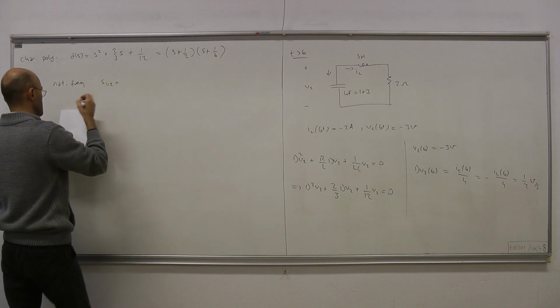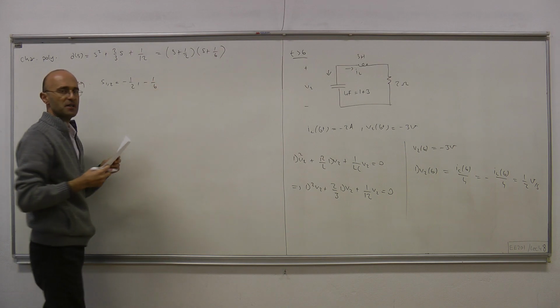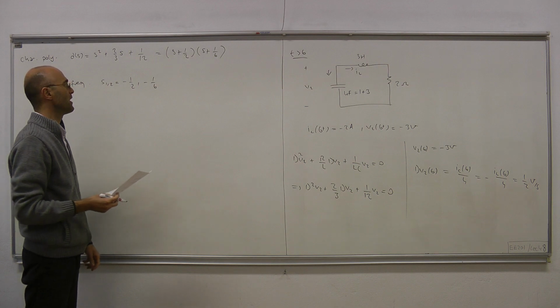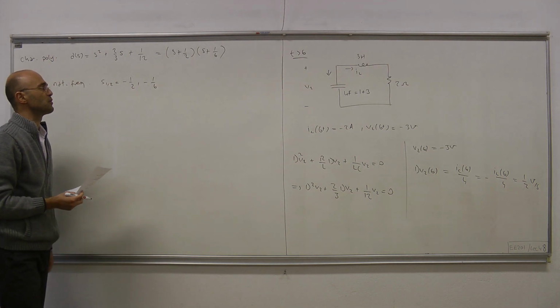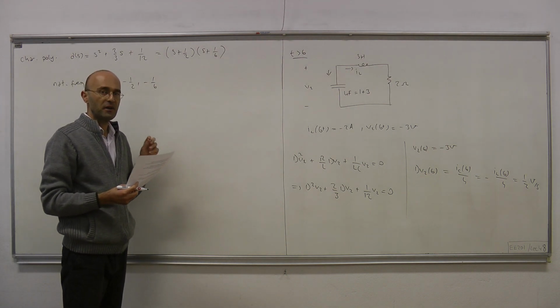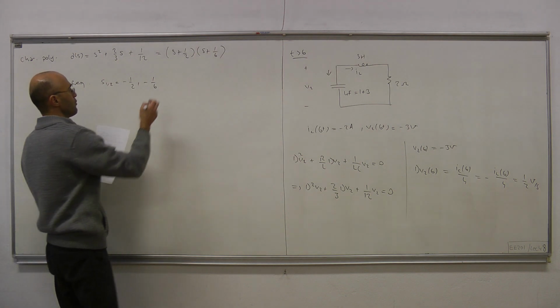S1, S2 equals minus 1/2, minus 1/6. Remember that in the previous example, in our design problem, we had both roots at minus 4. When we have such a repeated root situation, we call that case the critically damped case. Okay. This is all.